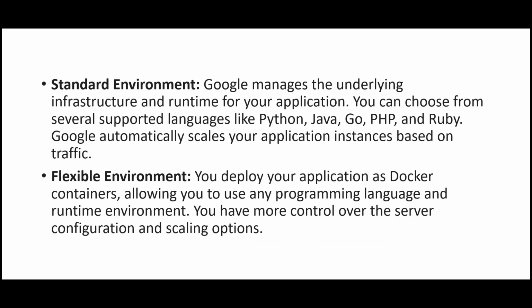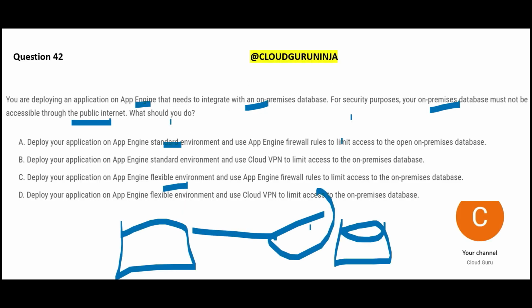Which one should we choose? In the standard environment, Google manages the underlying infrastructure. In the flexible environment, you deploy your application as Docker containers, so you can use any programming language. You have more control over the server configuration and scaling options. In the standard environment, you can use Python, Java, Ruby, etc. Google will automatically scale your application instances based on traffic. See, you need more control. That is why the standard environment is not good, because you want more control, as you want it to be inaccessible through the public internet.